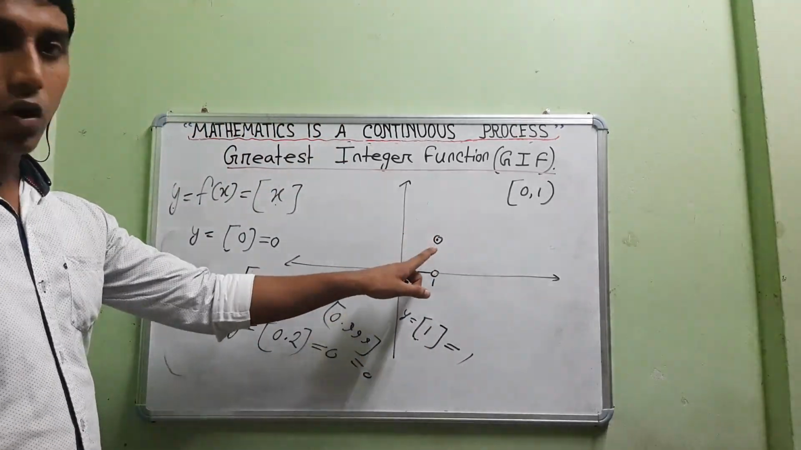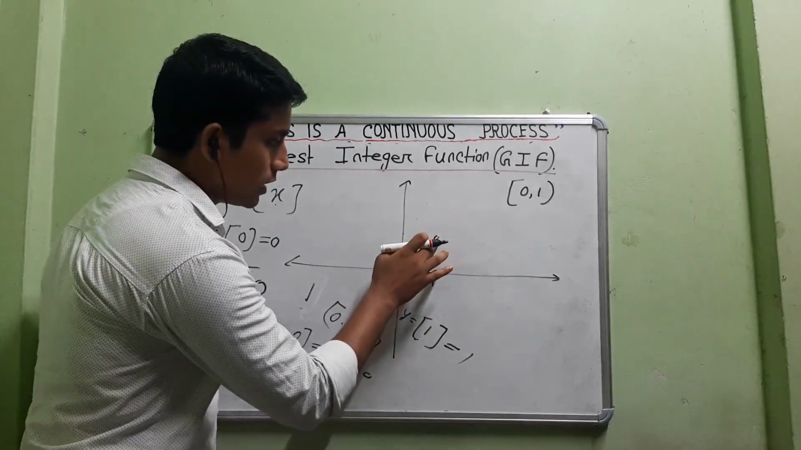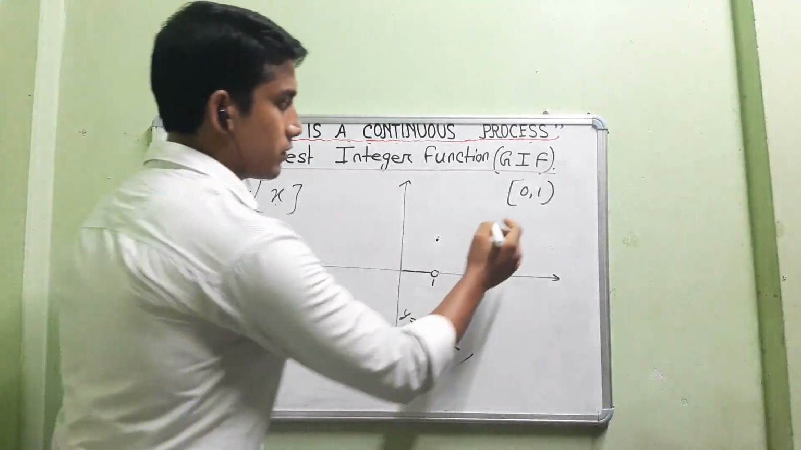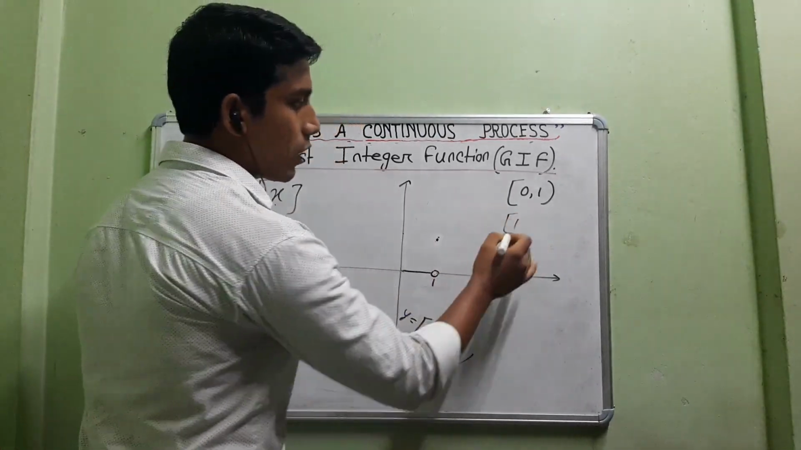Okay, this is the point we got. Let us not make this circle. So this is the point we got for x equal to 1. Now I am increasing from 1.